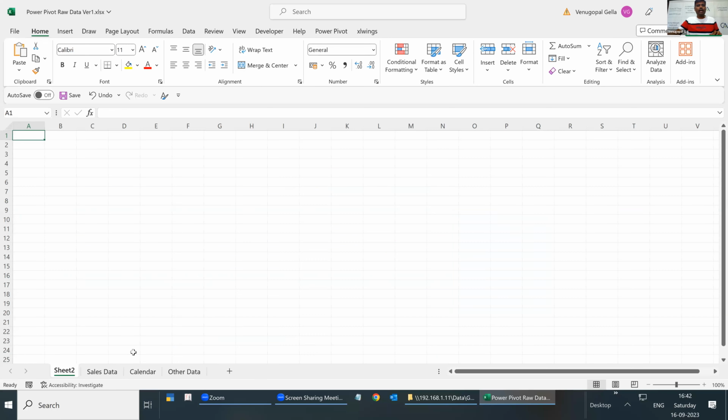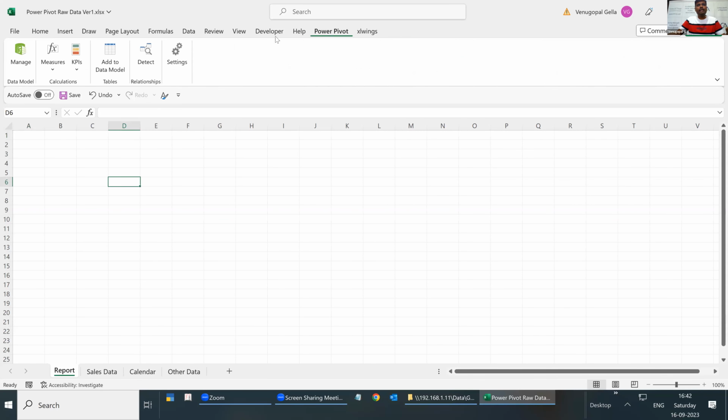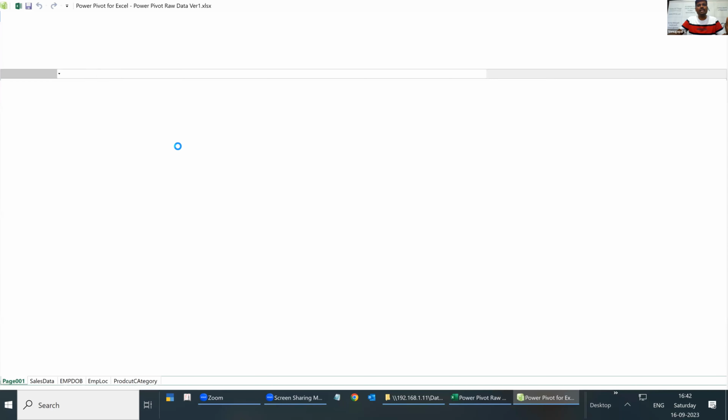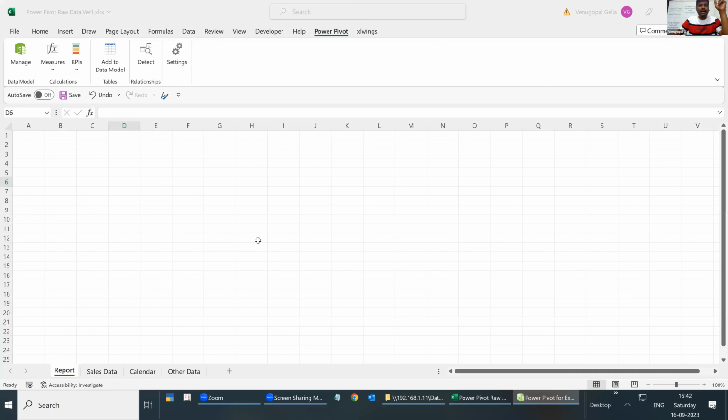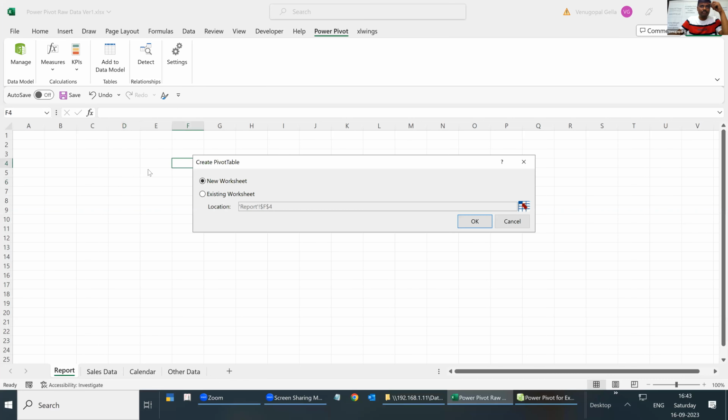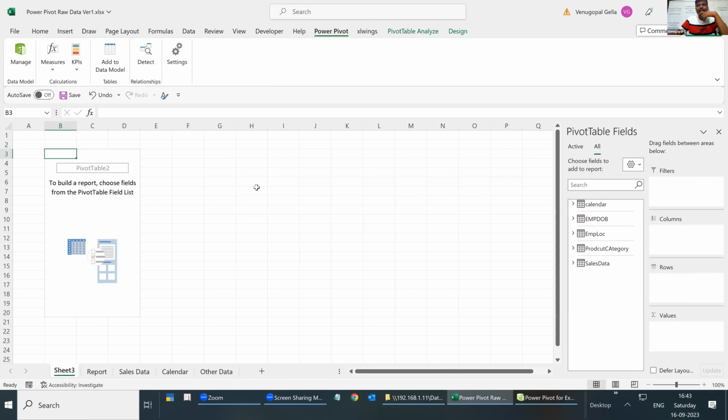Now I am creating a report. I'm creating a report section. Here, I now want to create a Power Pivot from the data models that I already have. So let me manage the data models that I already have. So I have sales data, employee location, and product category. I have to create a relation to it, which I will create at a later point in time. Now, let me go to my sales data, and I am now saying that I want to create a pivot table of it. So in a new sheet, let me just create a pivot table.